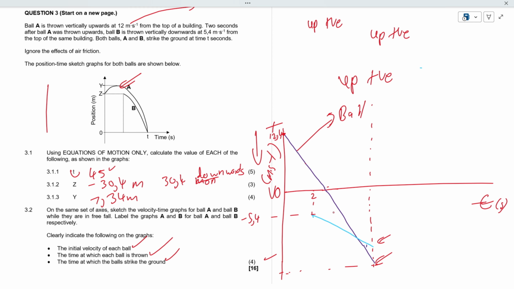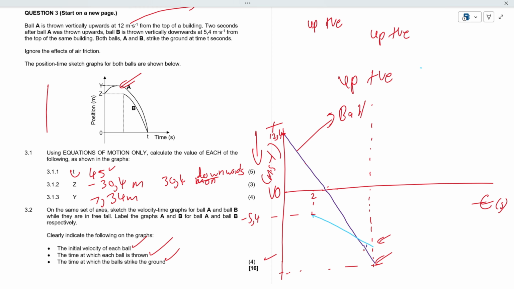So this is how the graphs are. This other graph, you see, started from negative 5.4, and then it became more negative. It is going down. It was thrown going down. So it means that it started there and it continued accelerating down, up until here. So this is what we see here.